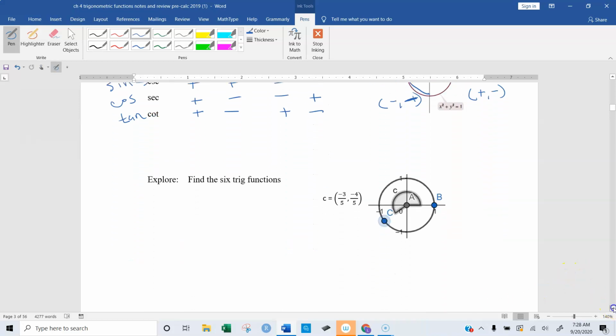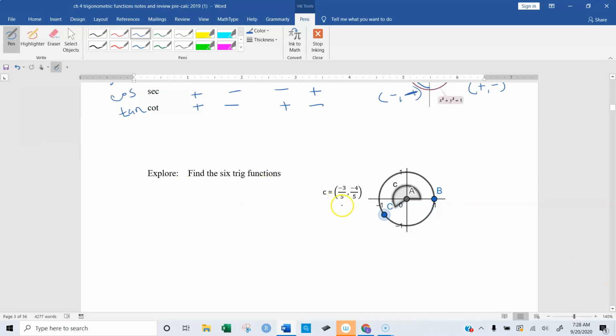Now I want you to actually try some stuff here. Here's your point. I would like you to find all 6 trig functions. Pause and go. Draw your triangle larger if you need to.